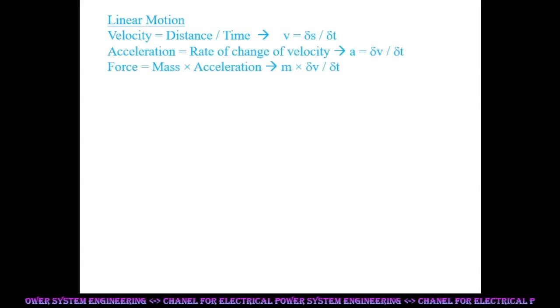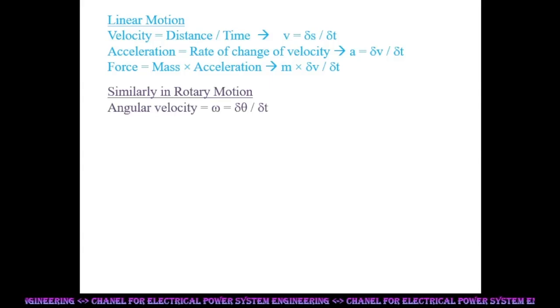Review of kinetics. In case of linear motion, velocity is equal to distance divided by time, means v is equal to delta s by delta t. Acceleration is equal to rate of change of velocity, means a is equal to delta v by delta t. Force is equal to mass times acceleration, means F is equal to m times delta v by delta t.